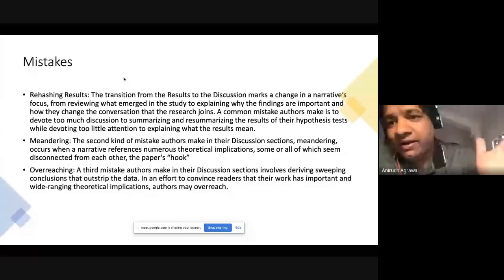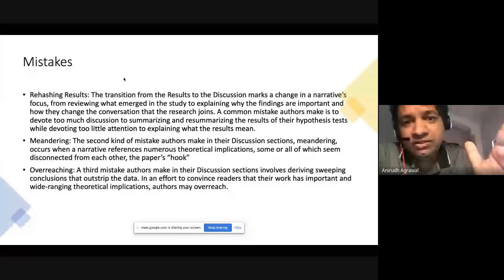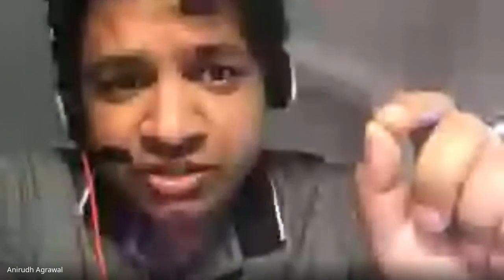Mistakes that you might make in your discussion section: rehashing results, meandering, and overreaching. Rehashing results: the transition from the results to a discussion marks a change in the narrative's focus from reviewing what emerged in the study to explaining why the findings are important and how they change the conversation that the research joins. A common mistake authors make is to devote too much discussion to summarizing and resummarizing the results of their hypothesis test, while devoting too little attention to explaining what these results mean, why these results are important, and how these results relate to the introduction, to the research question and to the literature review.